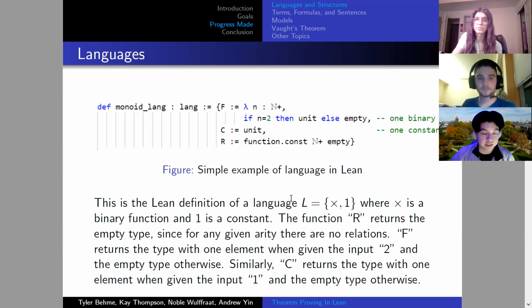So a more concrete example of a language in Lean is the language that has the symbol, which we can call multiplication, which is a binary function, and then a constant, which we can denote by the Arabic numeral 1. So in Lean, we have a function R that returns the empty type, because in this definition of our language, we have no relations. F is going to return the type with one element when it is given input 2, because we have a single binary function, and then C returns the type with one element because we have a single constant.